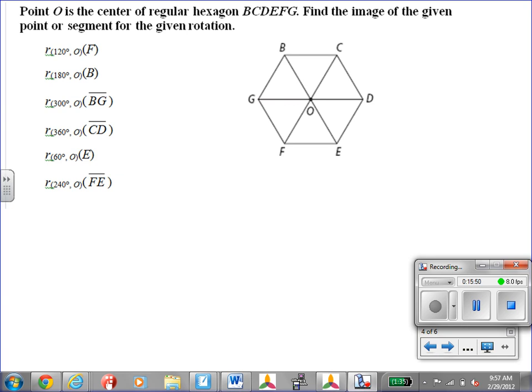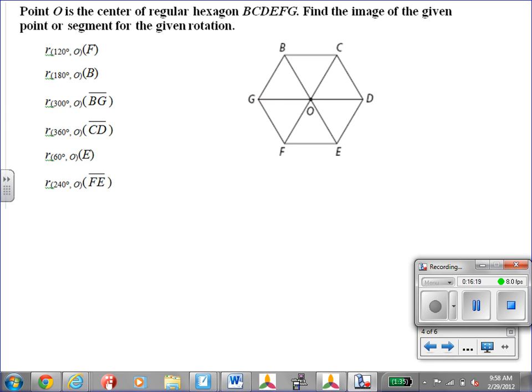Okay, so if we're rotating 120 degrees around O and we start at F, from F to E, that would be how many degrees? 60. From E to D, it would be 60 more, which would be 120. So it says find the image of the given point or segment for the given rotation. Where would we now be? We would be at D. Okay, does that make sense?